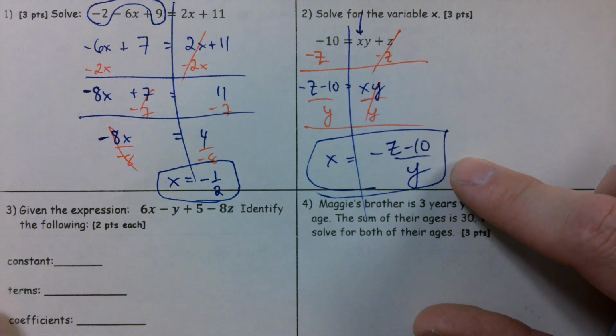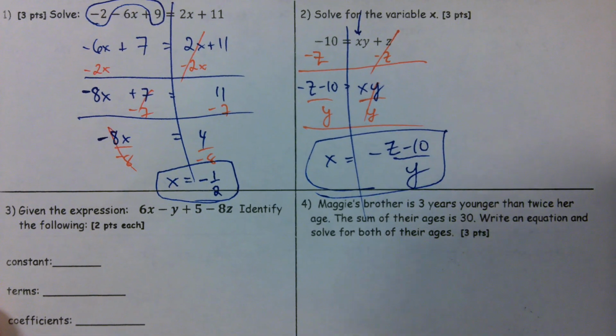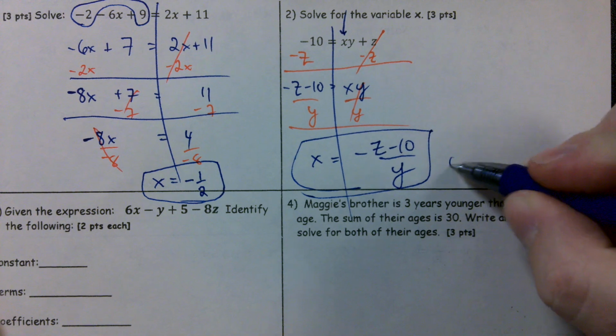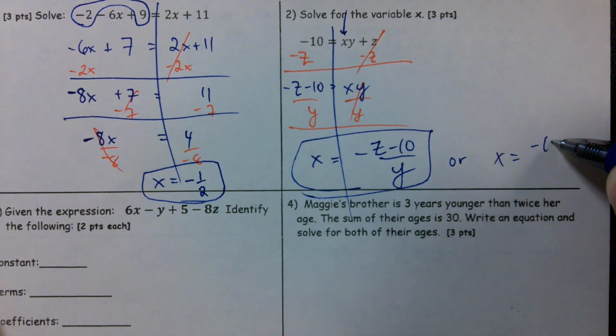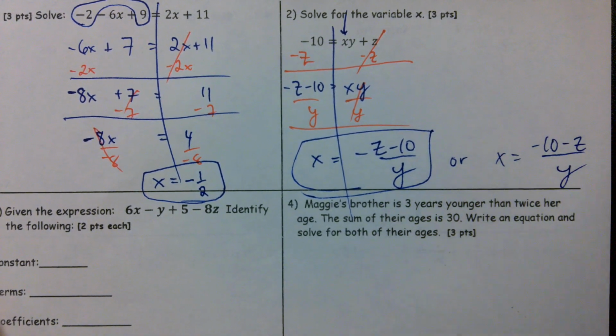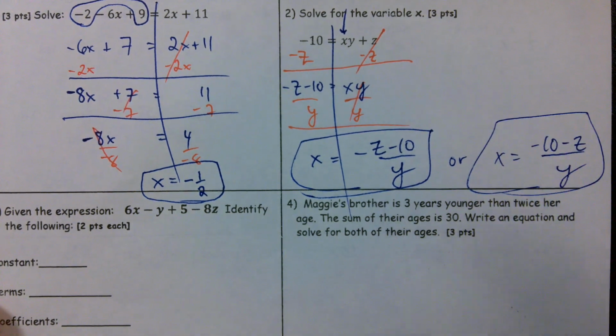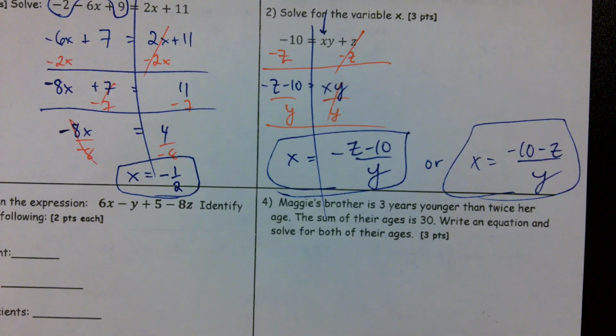Why did I do that? Is there a difference if it's negative 10 and negative z? So you're saying x equals negative 10 minus z over y? Yeah. Nope, same exact thing. Oh, okay. They both work. I just, why did I move the subtract?